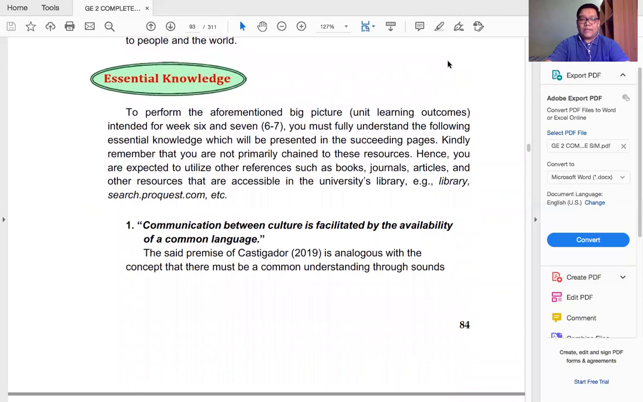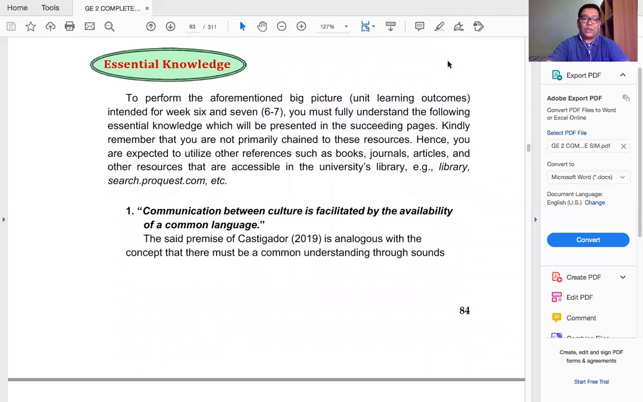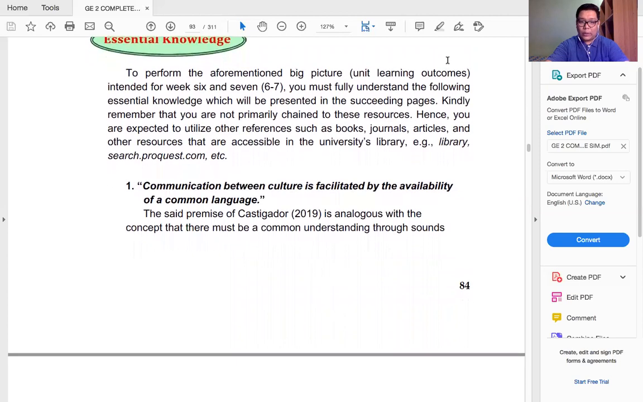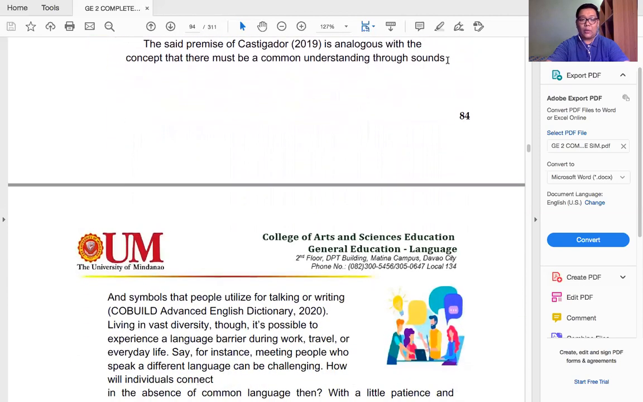Communication between cultures is facilitated by the availability of a common language. We know that we communicate because there is access to a language that is used by a specific speech community. The said premise of Castigador in 2019 is analogous with the concept that there must be a common understanding through sounds and symbols that people utilize for talking or writing. That is why in a given speech community, a specific code, or set of symbols, is used to communicate because it follows that these codes are well understood by all members of the speech community.